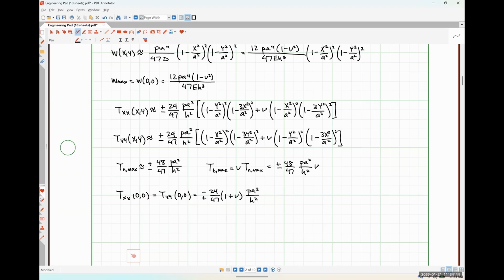So these are all the relationships that govern the stresses that can be observed at various locations along the surfaces of the membrane, both in a circular membrane and in a rectangular membrane. So for the most part, just plug and chug related stuff, okay?